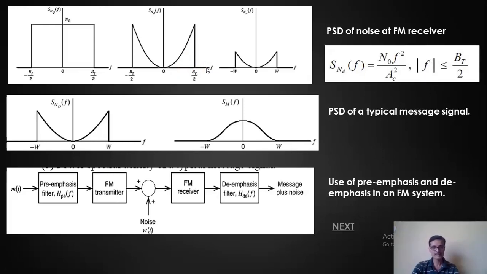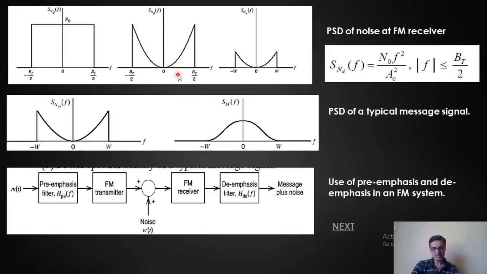This is the equation again for the PSD at the discriminator output, within the transmission bandwidth, which is given by N0 f square by AC square. Now if f is 0, SND of f is 0. As f increases, the PSD of the noise increases as the square of the frequency. So it increases quadratically, not linearly. So we'll get something like this, the curve for the PSD at the FM receiver output or discriminator output.